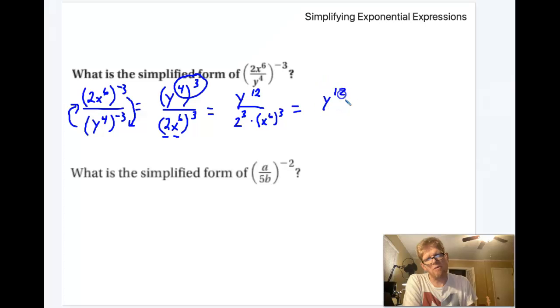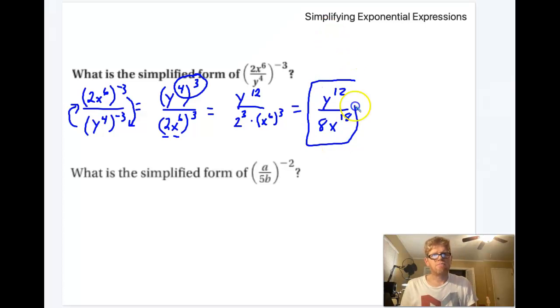That gives us y to the 12th over 2 to the third is 8. 2 times 2 is 4 times 2 is 8. And then x to the 18th. Not too bad. That is our answer. No more simplifying that we can do.